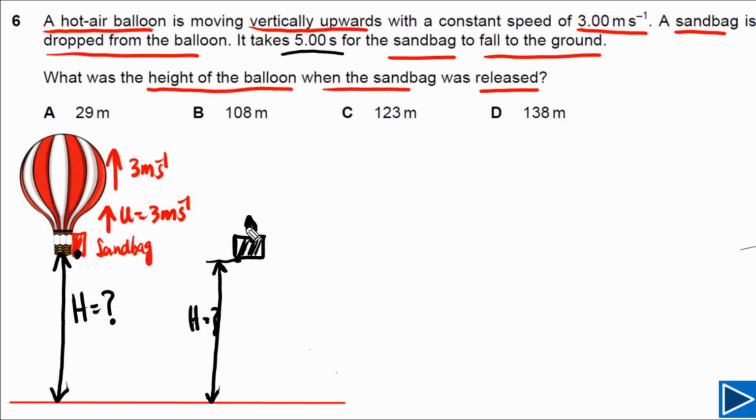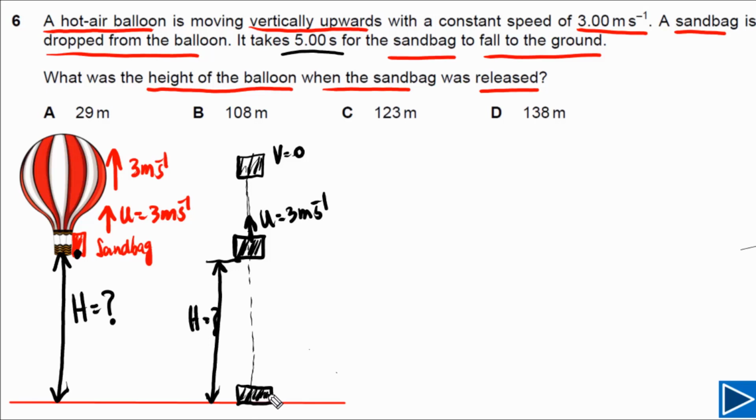Now, the initial speed of the sandbag, as we have already discussed, is equal to 3 meters per second. The sandbag will continue moving upwards, but this speed will decrease because there is a force of gravity acting on the sandbag. Finally, the speed of the sandbag at a certain height will be equal to 0. And then the sandbag will start falling downwards, move towards the ground, and finally hit the ground.